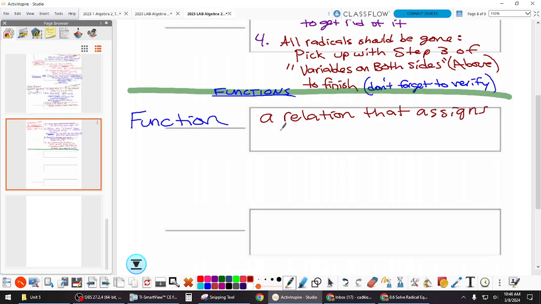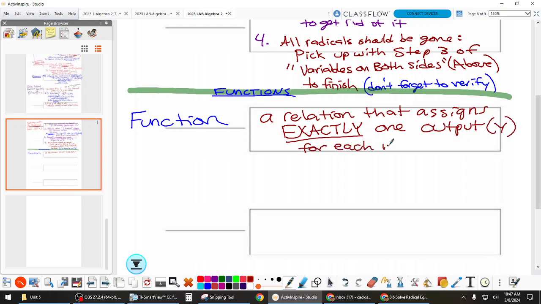So this is a relation that assigns, and this word is important, exactly one output, which is y, for each input, which is x. So one output for each input. And we can draw a little graph to show what is and is not a function looking thing. So don't forget your vertical line test.